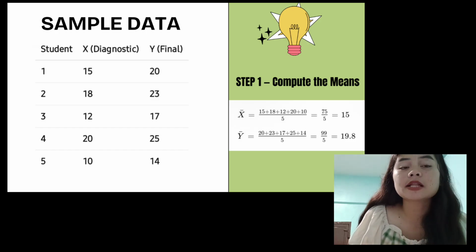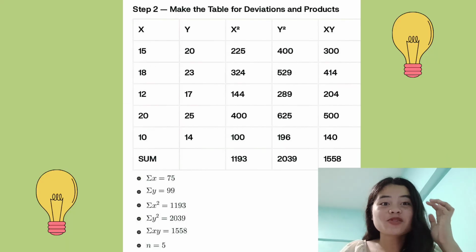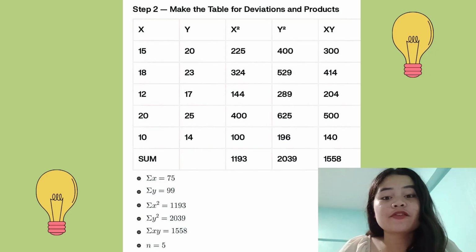Divide it by the total number of students. So we have 75 divided by 5, we have 15. So our mean of X is 15, and we have also 99 divided by 5 for our Y, 19.8. So now let's proceed to our step 2, which is the table for deviation and product.